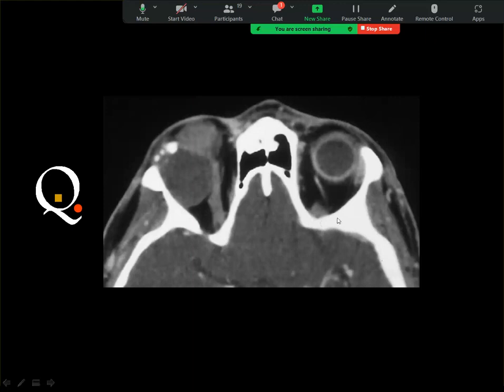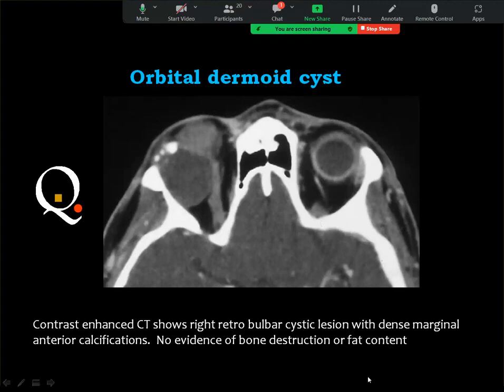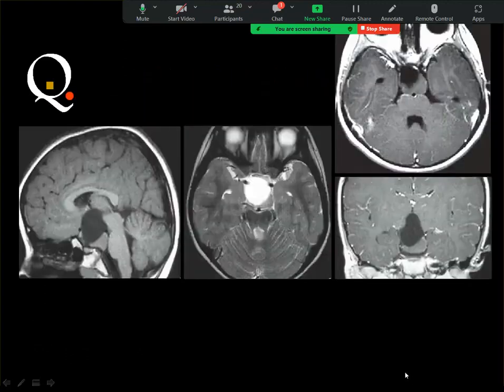calcium. Then you may say that this is in the end stage globe, meaning that this globe is no more fit for anything. Then this is a lesion which is located in the fat, and this lesion is cystic and it contains calcium. Then the diagnosis of dermoid cyst is the most likely.